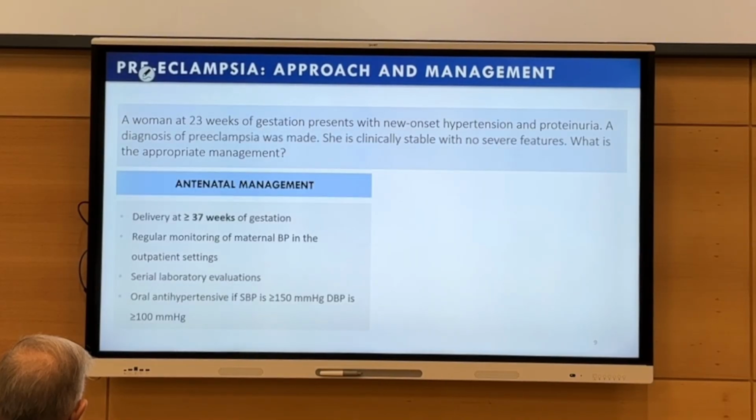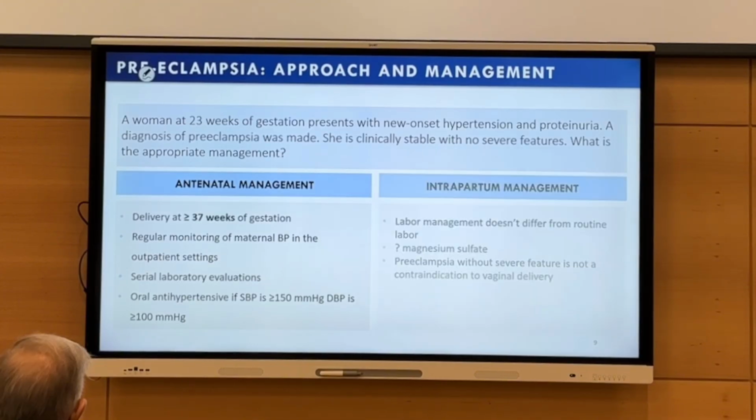Excellent. So you mentioned delivery at 37 weeks because she has no severe features, serial monitoring, oral antihypertensive. But intrapartum labor management would be the same. Would you give her magnesium sulfate? Yes.